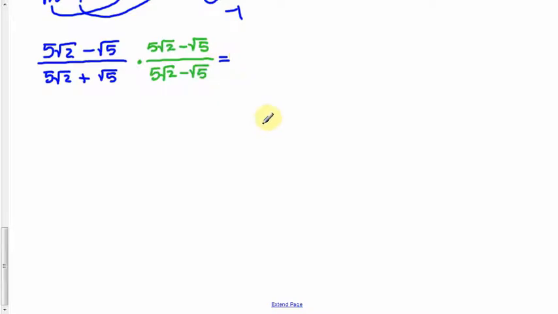Now, it's very important that you realize this is a binomial times a binomial in the numerator, and you're going to have to use the FOIL method, I should say, not property. In the denominator, these are conjugates. I only have to multiply the first and the last in the FOIL method because the O and the I cancel out. So I only have to do 5 root 2 times 5 root 2, which is 25.